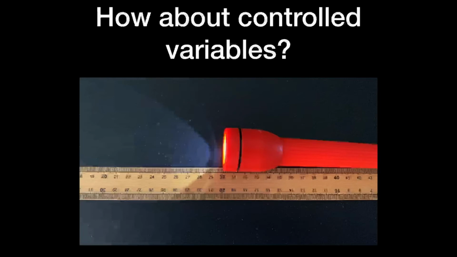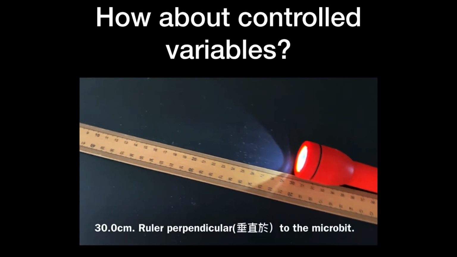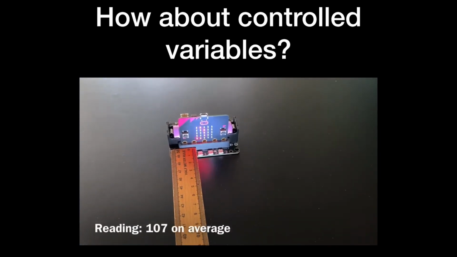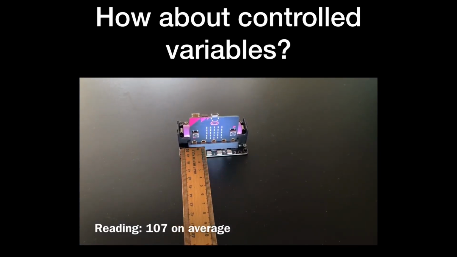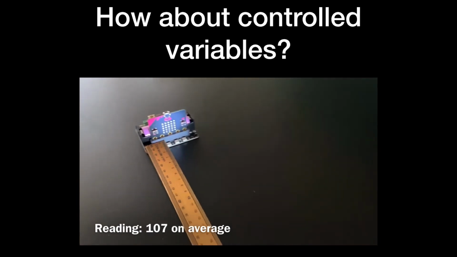Then the third type is called a control variable. That is some factors that may also change the result. And here is a corresponding video that will show you two factors that will also change the light intensity, and it will make your test inaccurate, or we can say that it is no longer a fair test. And it is the normal setting, with a ruler perpendicular to the microbit, and then under a normal environment, and then you take the reading, 107 on average.